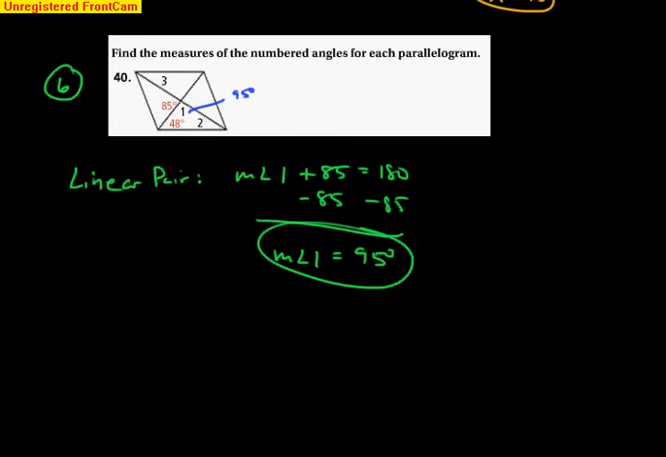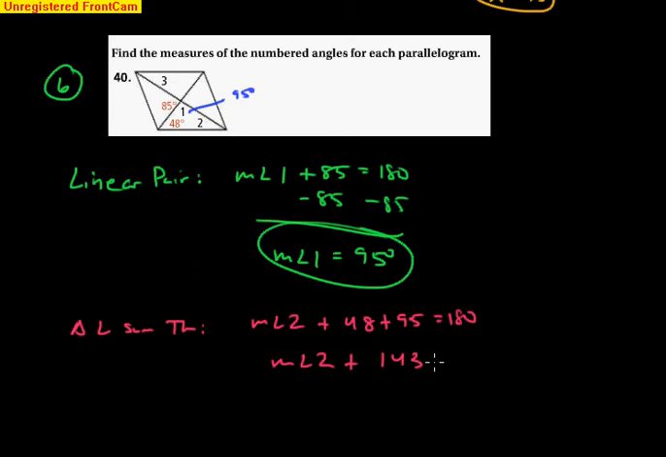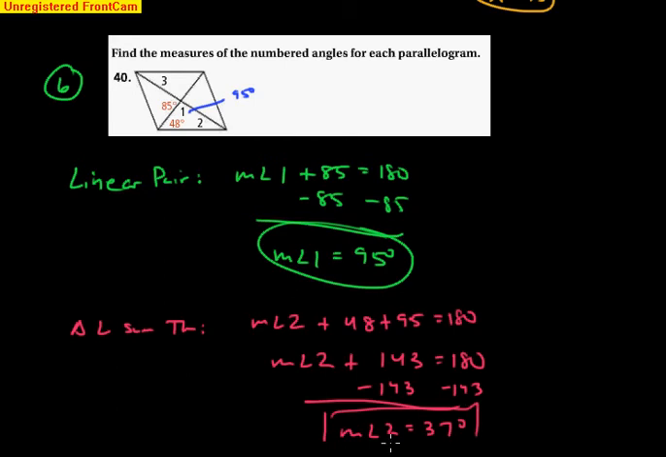Now, I'm going to use the triangle angle sum theorem. Angle 1 is 95. We know this 48-degree angle. So angle 2 has to be what we need to make 180. Okay, so the measure of angle 2 plus 48 plus 95 should add up to 180. This is the measure of angle 2 plus 143 equals 180. Subtract 143 from both sides. The measure of angle 2 is 37 degrees. And I'll put that on my picture.